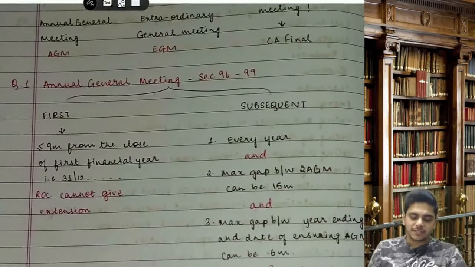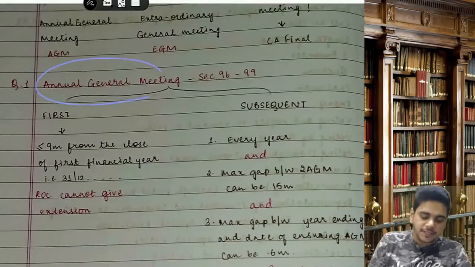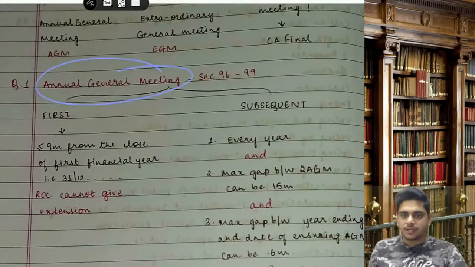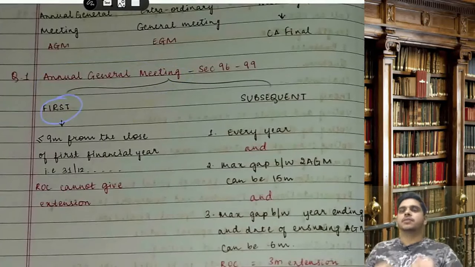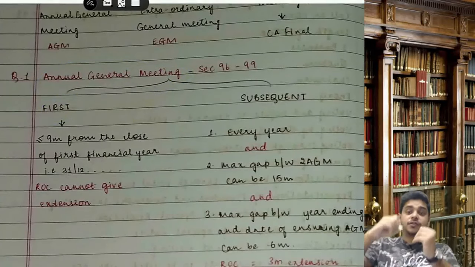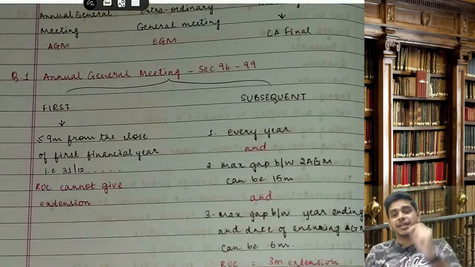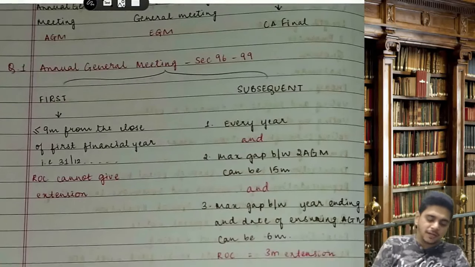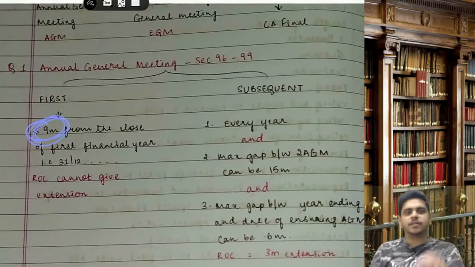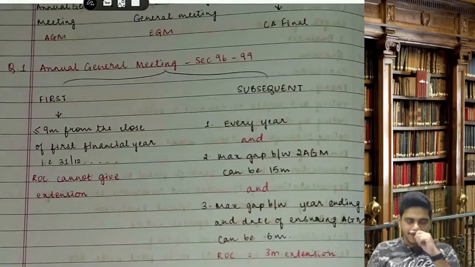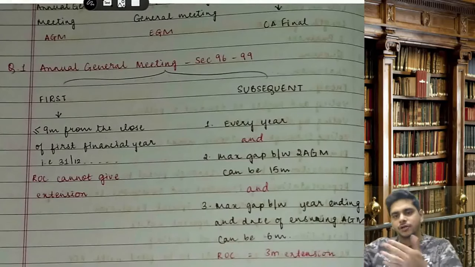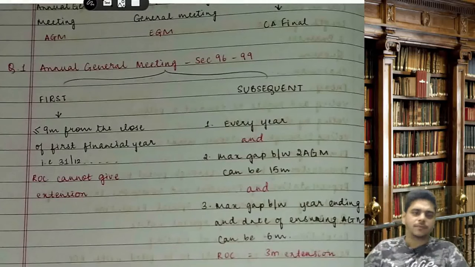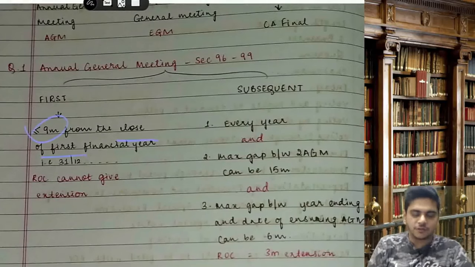Now, sections 96 to 99 deal with the annual general meeting. It is about the first annual general meeting. First AGM means the company is incorporated and the first general meeting it holds is called the first AGM. It should be held within 9 months from the close of the first financial year, whenever you have incorporated, in April, June, October, November or December.